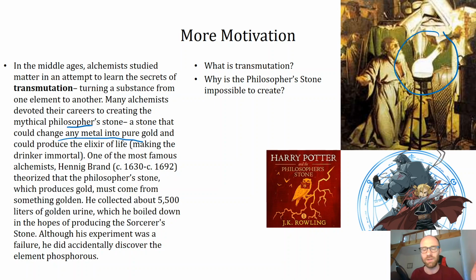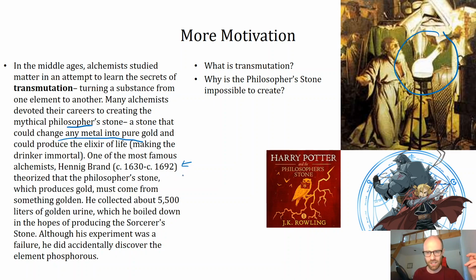They didn't have Bunsen burners at the time. The methods and the lab practices that we use today, a lot of them were developed in the time of the alchemists, which you can see is about the 1600s. Hennig Brand is one of the more well-known ones.